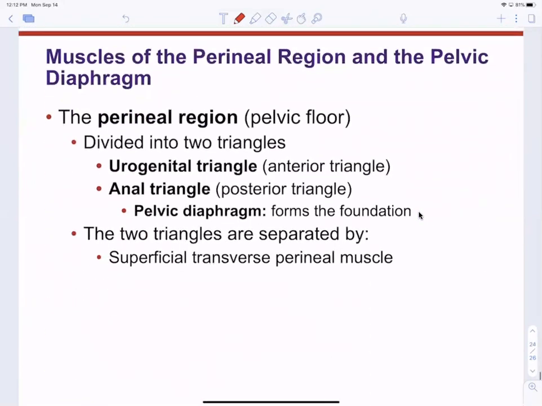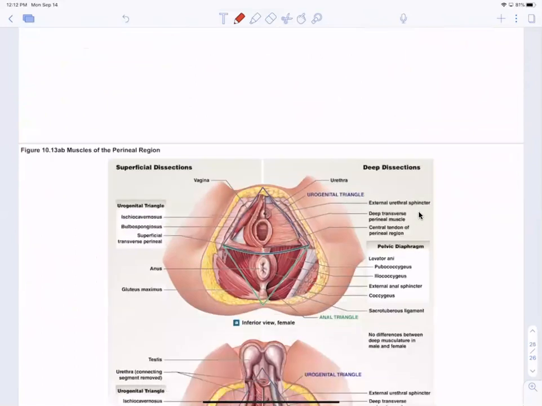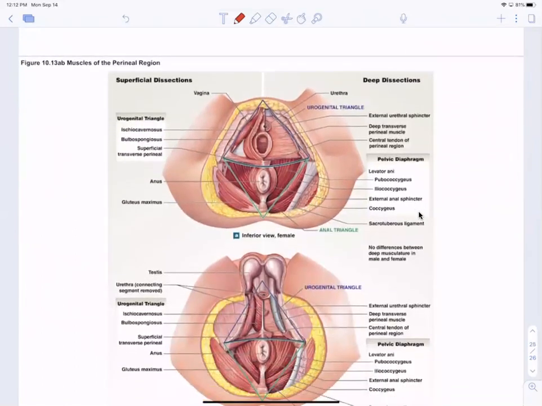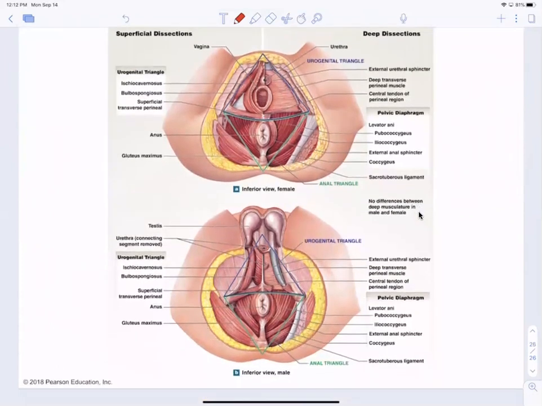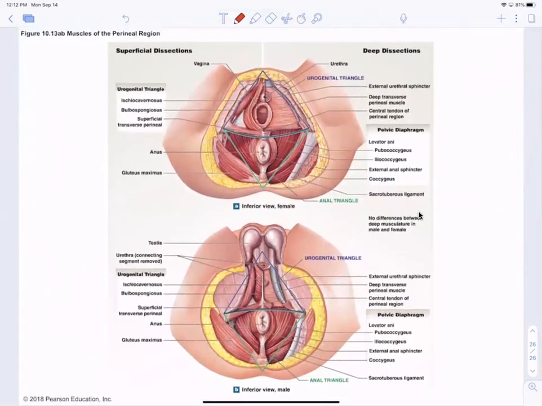Pelvic floor muscles, you have your urogenital triangle and your anal triangle and your pelvic diaphragm. So these basically form the pelvic floor muscles, and they're in males and females, but they support all of the intestines and bladder, and for women, the uterus. And so these are the muscles that kind of hold everything up, along with ligaments.